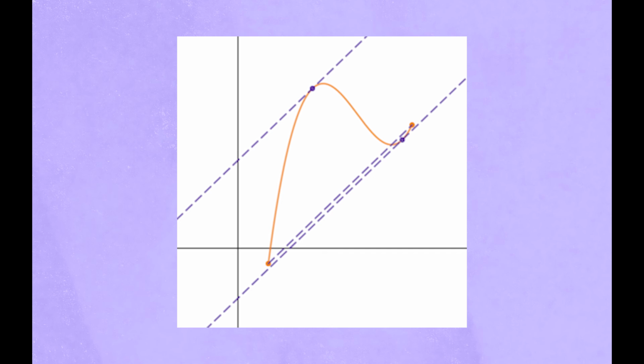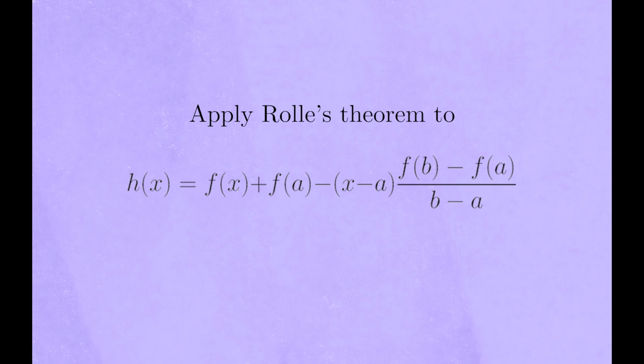I won't prove the mean value theorem in detail here, but I will tell you how to do it if you are interested. The trick is to apply Rolle's theorem to a new function h that is defined to be the difference between f of x and the function whose graph is the secant line through x equals a and x equals b.